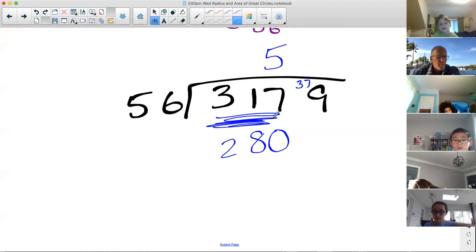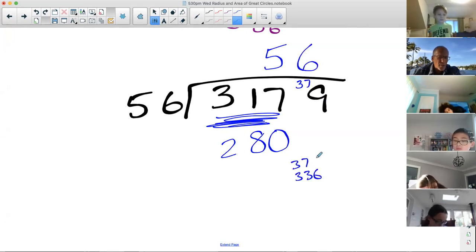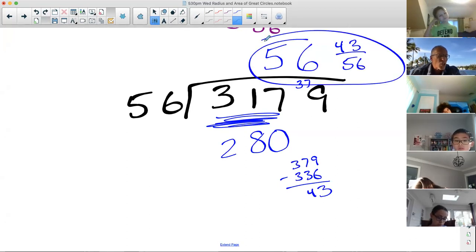Then there's my mistake. I accidentally did 47. Ah, you see, that's 6 times, which would be 336, and 336 and 379 have a difference of 43. 43/56. It is so cool to find mistakes. Did anybody else make a cool mistake that they can share?